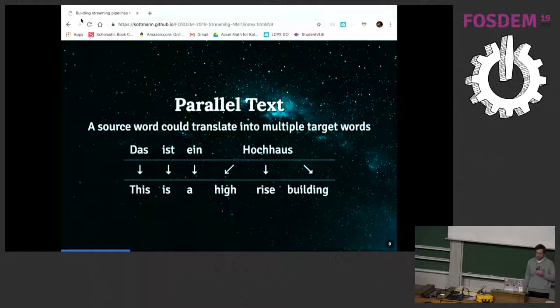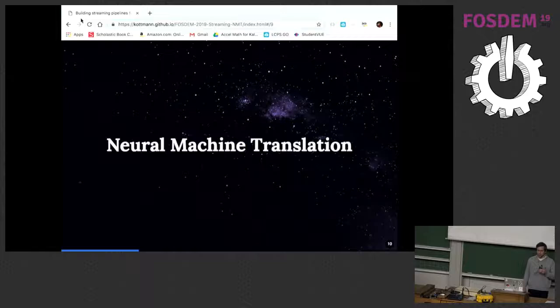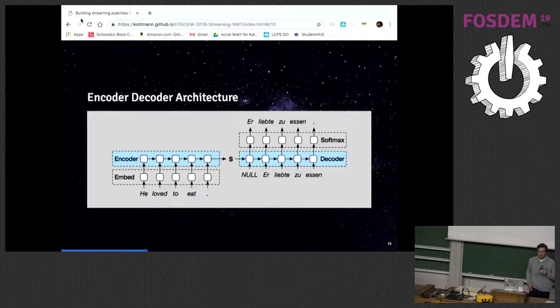Now we come to the neural machine translation part, and there's this very nice slide about the encoder-decoder architecture, which is what is used most these days. This is a bit of a simplification. We will extend it in the next slides and add more. On the left part, we have the encoder, on the right is the decoder. What we are doing here is inputting one sentence, which is "he loved to eat", and then we hope we are getting out "liebte zu essen".